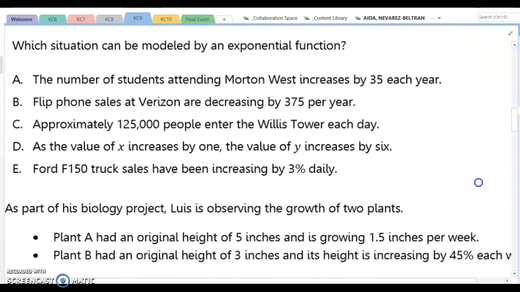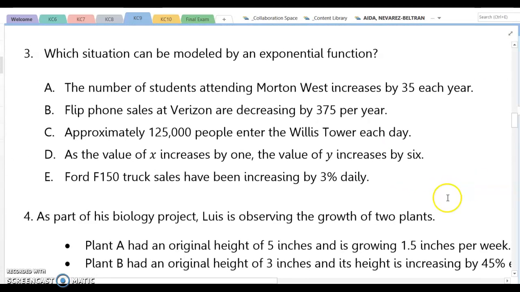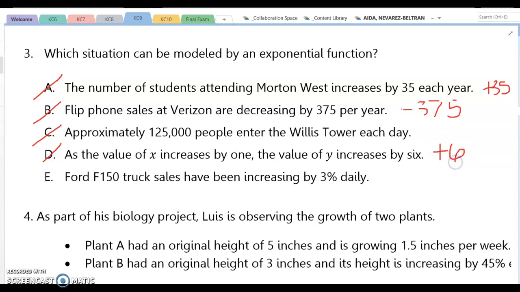All right, it says, which situation can be modeled by an exponential function? Number of students attending Wharton West increases by 35 each year. No, because that just means you're doing plus 35 each time, so that doesn't help. Flip phone sales at Verizon are decreasing by 375. No, because that's just subtracting 375 each time. Approximately 12,000 people enter each day. This one, that's not even changing any amount, it's just telling you a number. As x increases by 1, the value of y increases by 6. Again, no, that just means you're going up by 6 each time.